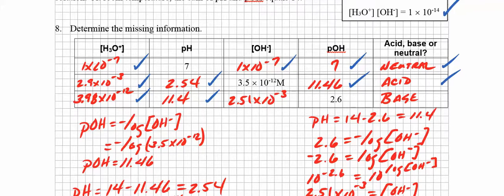And then pOH is equal to minus the log of the hydroxide ion concentration. I've determined that to be 2.5 times 10 to the minus 3. Remember that this number and this number must multiply together to give me 1 times 10 to the minus 14, and they do. Remember that if I have a pH above 7, and I do, it's 11.4, then I'm dealing with a base, and that is it for number 8.